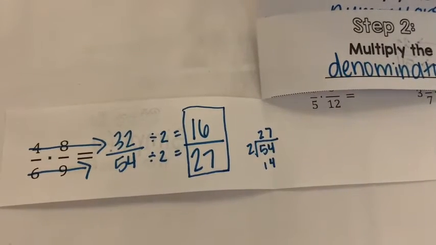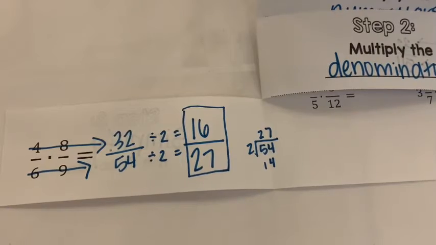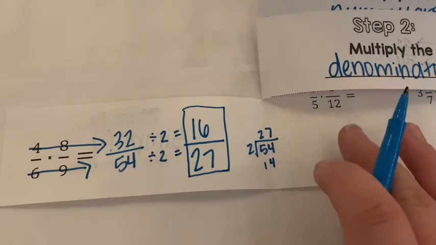So we multiply the tops, multiply the bottoms, and then simplify. Pretty simple? Okay, let's do some practice problems.